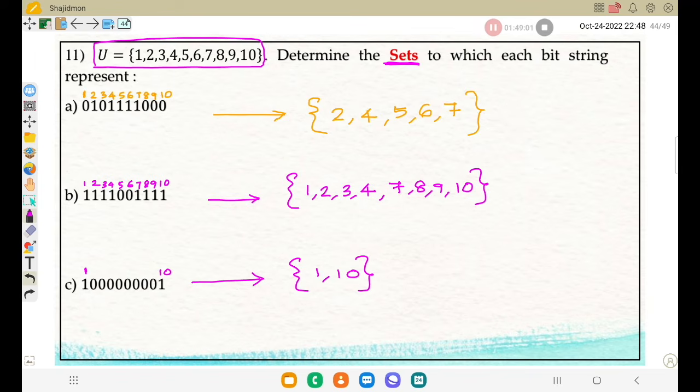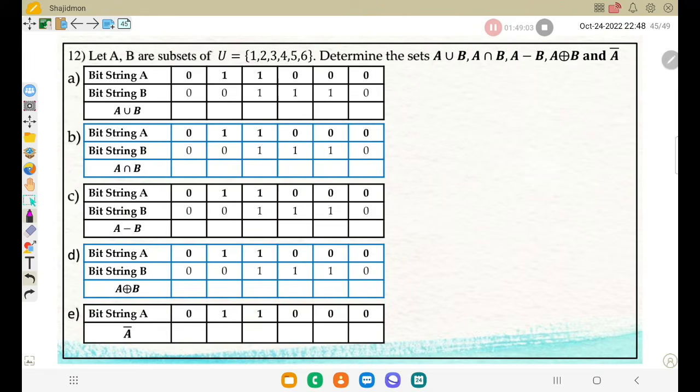Okay, now let me go to the next question. Let A and B be subsets of the universal set 1 to 6. Determine the set A union B, A intersection B, A minus B, A symmetric difference B, and A complement, A dash. Okay, so one by one we will do.